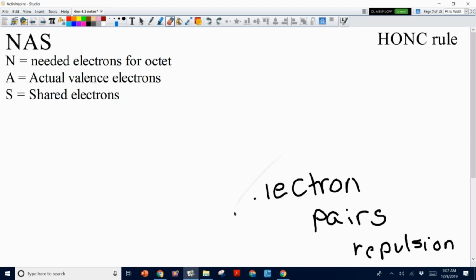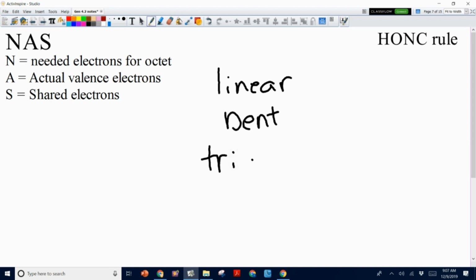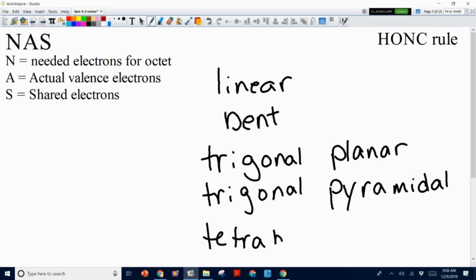So let's go ahead and get all this erased so I can give you the names of those. All right, so the names of the 5 shapes are going to be linear, bent, trigonal planar, and remember from geometry, planar means flat. Trigonal pyramidal, and tetrahedral.